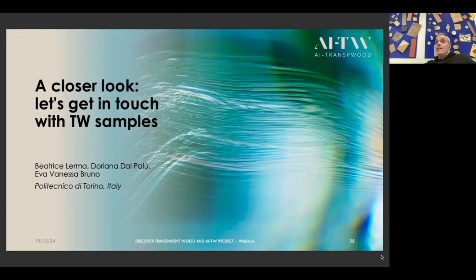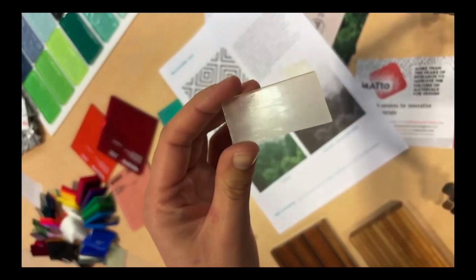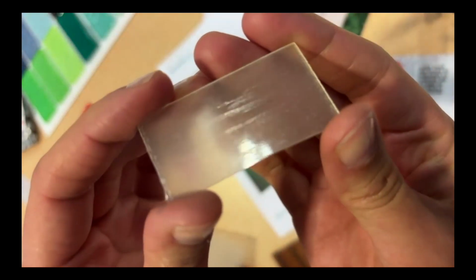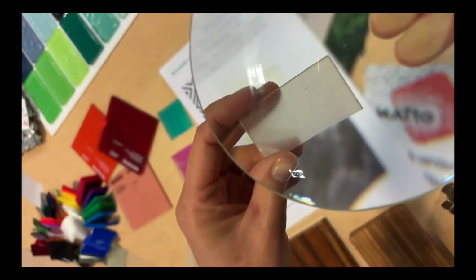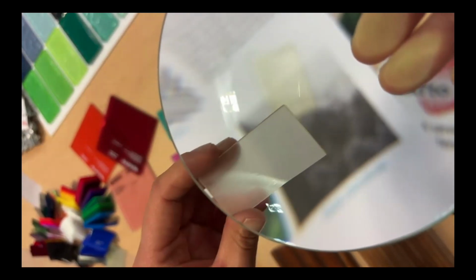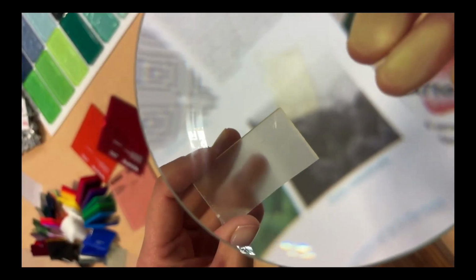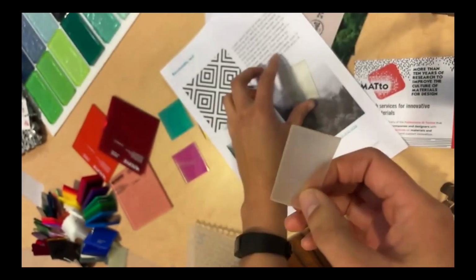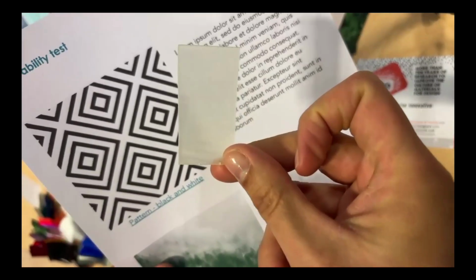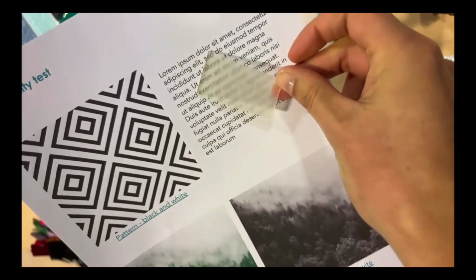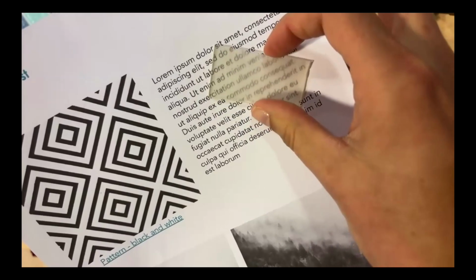Okay, now let's have a closer look and let's see some samples of transparent wood. As you can see, these are small samples, and you see that even though the proper name is transparent wood, it is a sort of translucent wood, but if you put a drawing or a text behind, you see that the light passes through, and you are able at a close distance to the text to read the text or to see the picture behind.